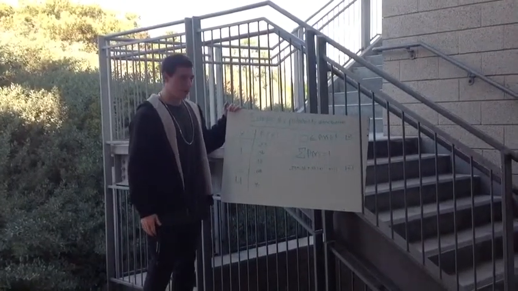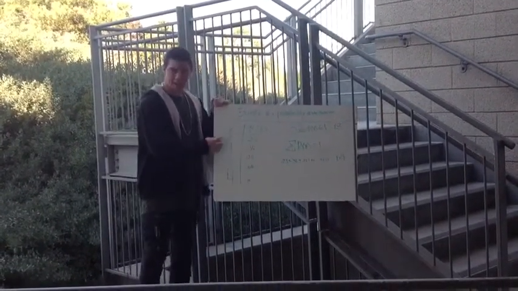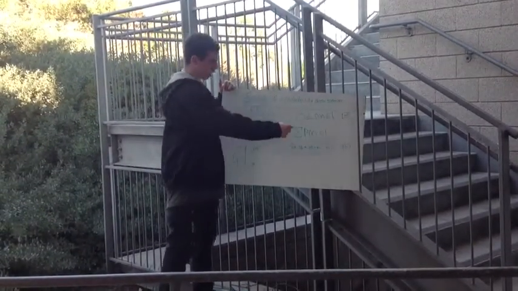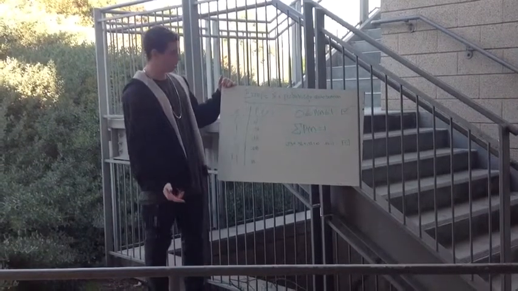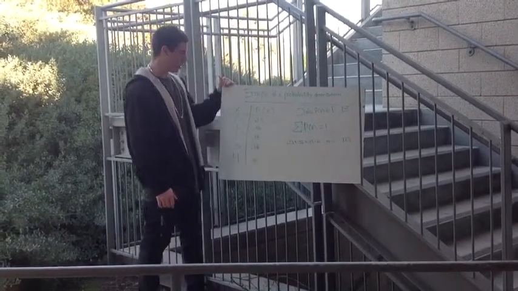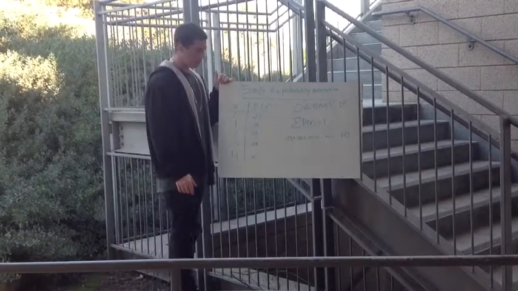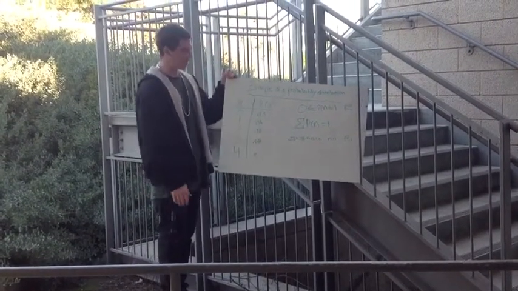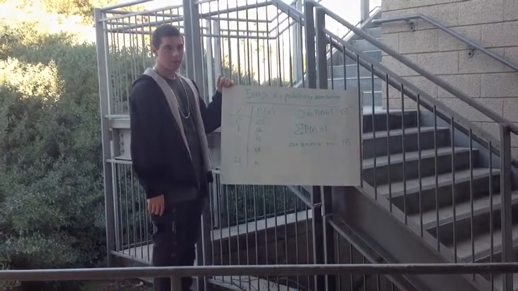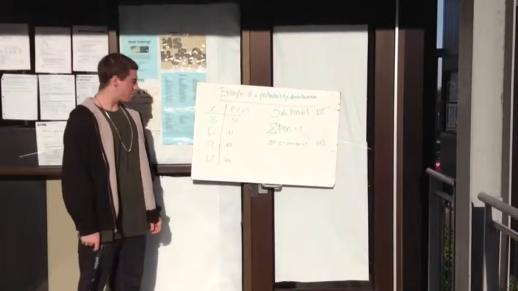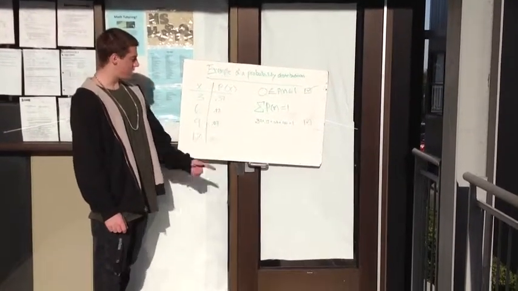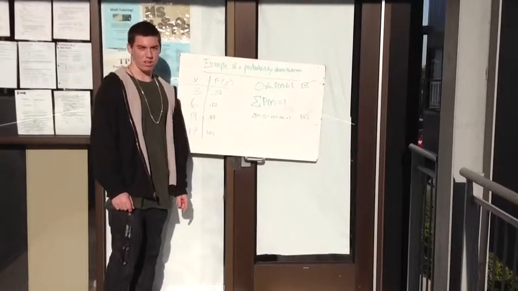This is an example of a probability distribution. We have the x values and the probability that each is going to occur. Each probability is between 0 and 1, so that's the first way that we know it's a probability distribution. And the second way is that the sum of all of these adds up to 1. This is another example of a probability distribution. All of the probabilities are between 0 and 1, and when you add them all up, they equal exactly 1.